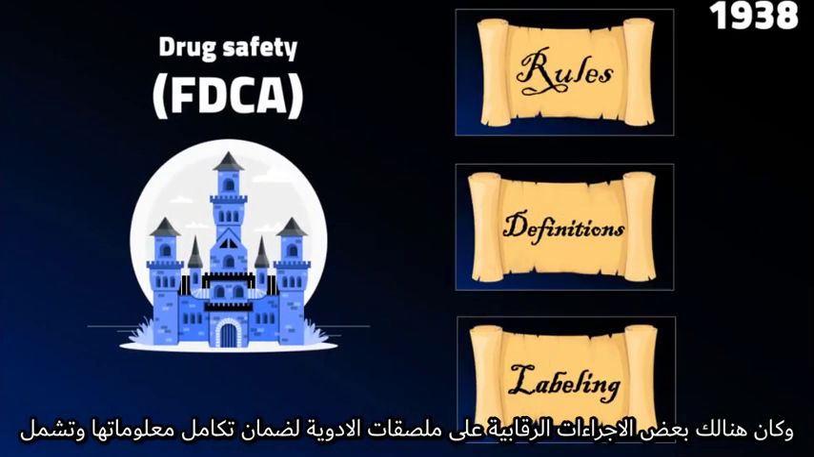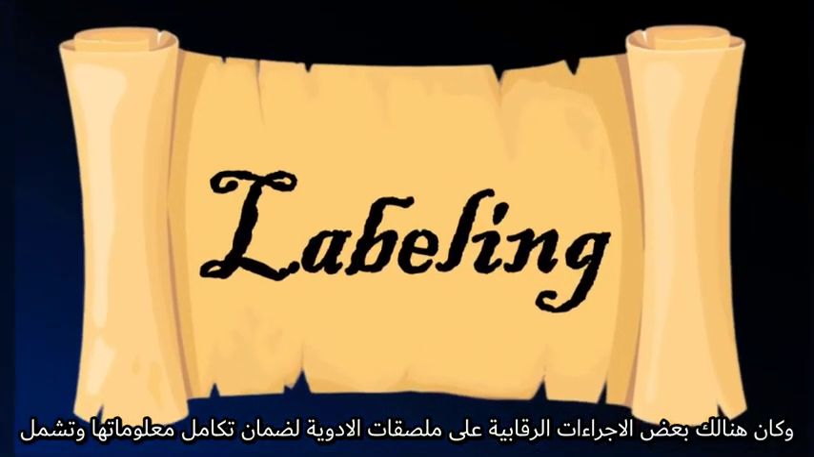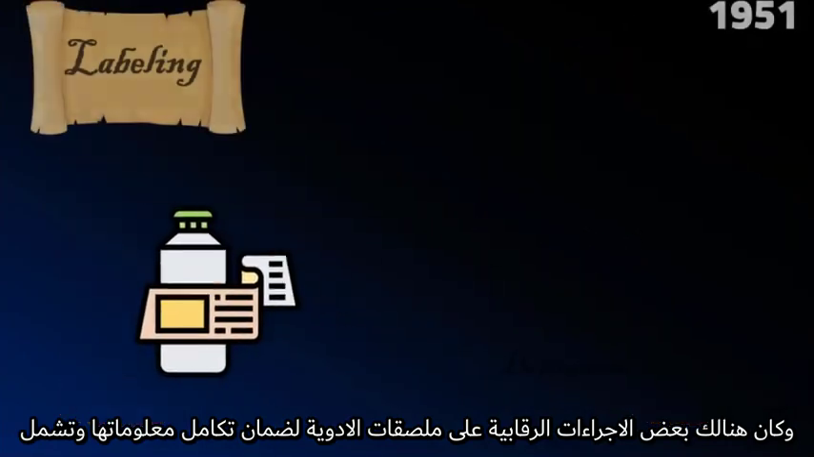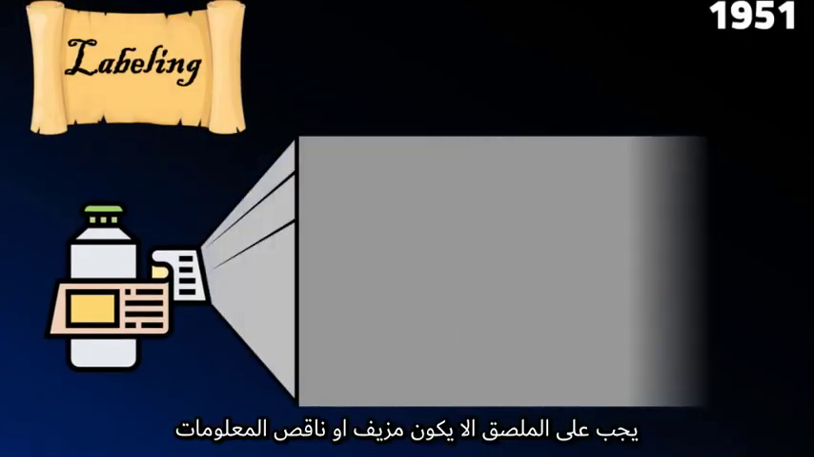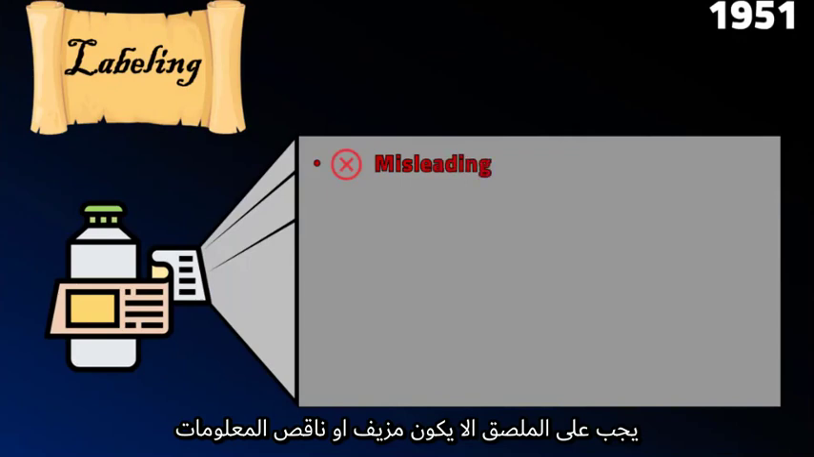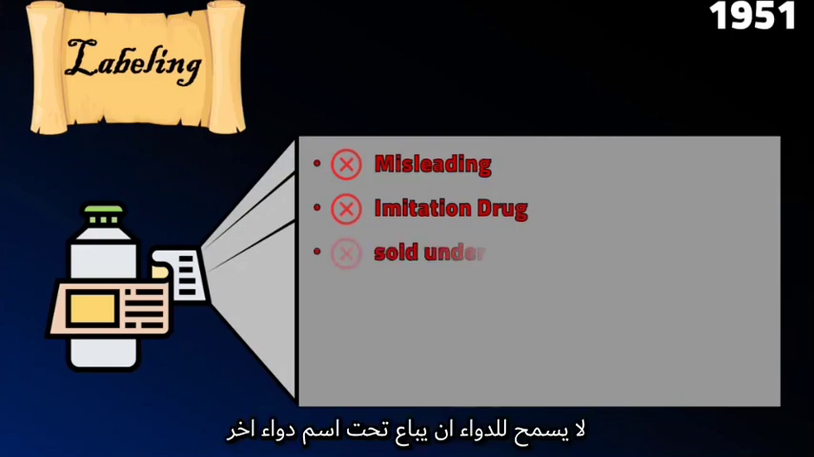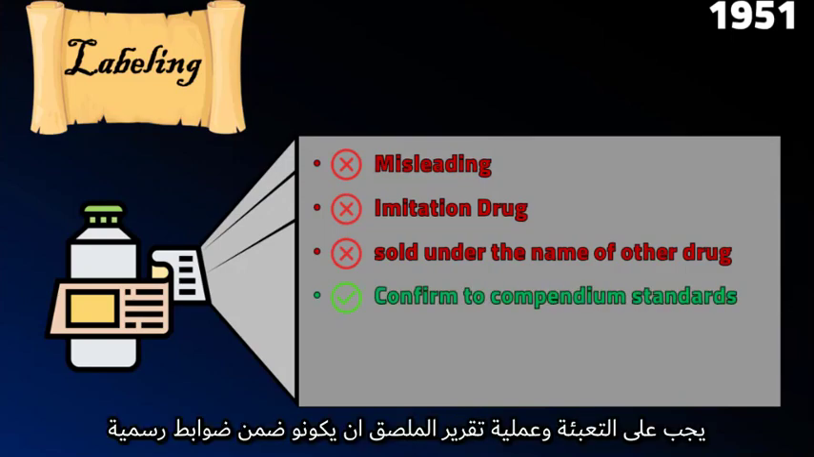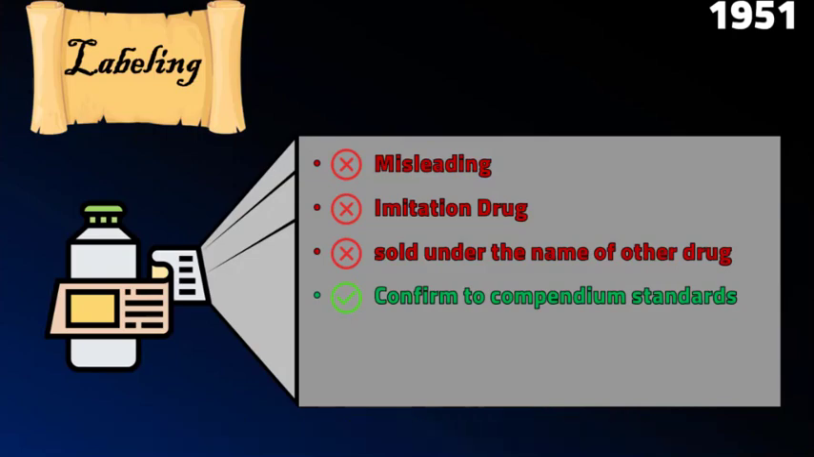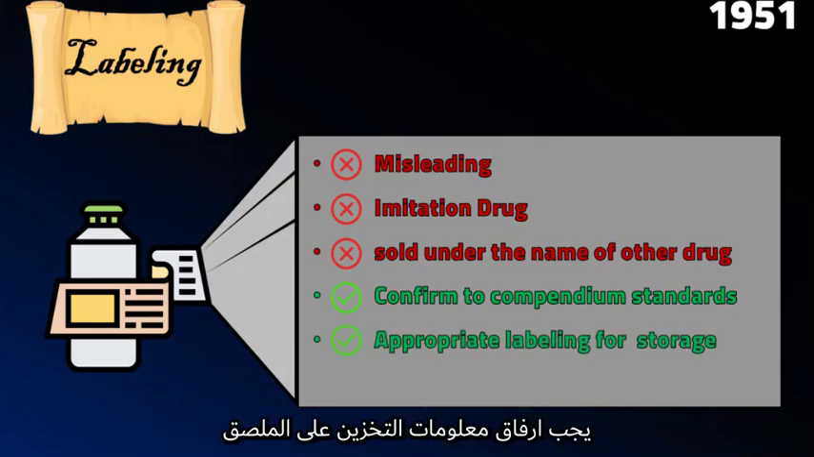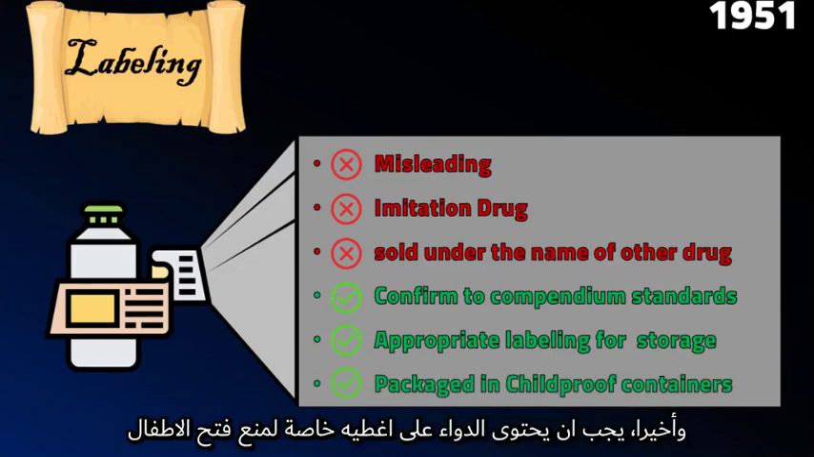There were also a number of labeling regulations set to avoid mislabeling problems. They include 1. The label must not be false or misleading. 2. The drug must not be an imitation drug. 3. The drug must not be sold under the name of another drug. 4. The packaging and labeling must conform to official compendium standards. 5. The product must be labeled appropriately for storage requirements. And finally, the product must be packaged in child-proof containers.